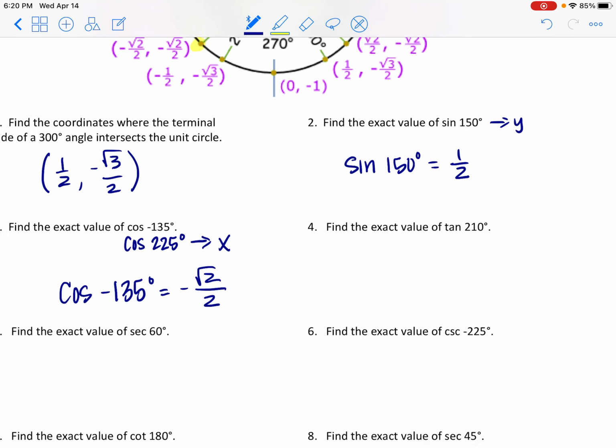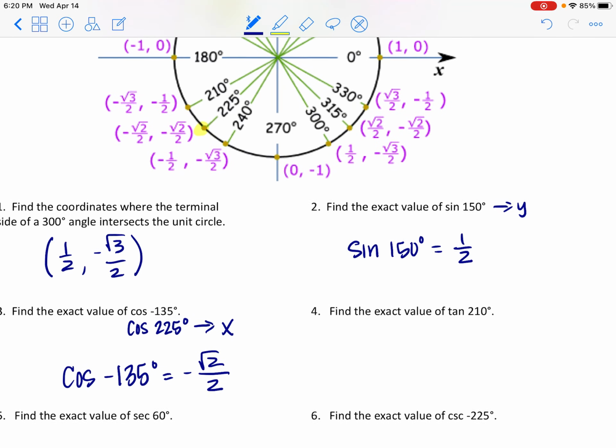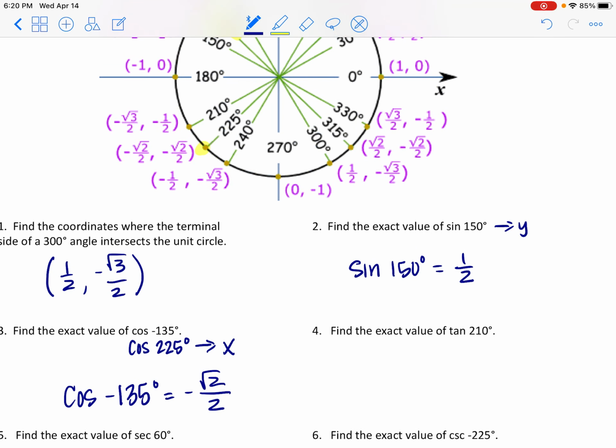Okay, let's try another one here. Next one says find the tangent of 210. So 210 is this angle right here. When we are looking for the tangent, tangent is sine over cosine, basically. It's going to be the y divided by the x.